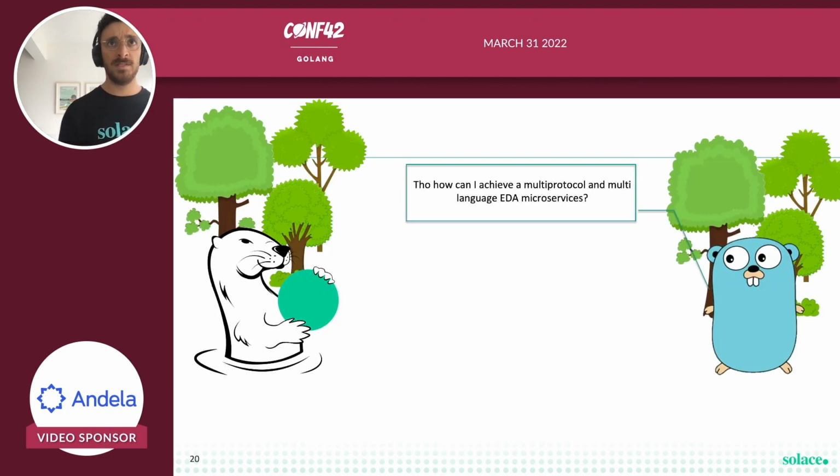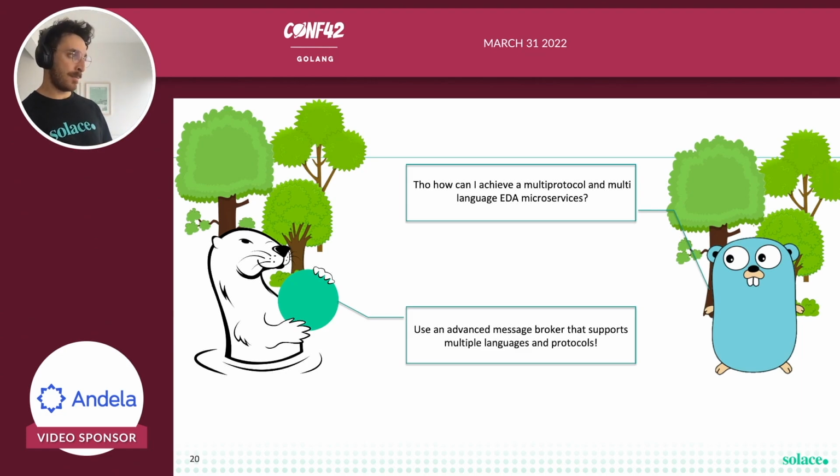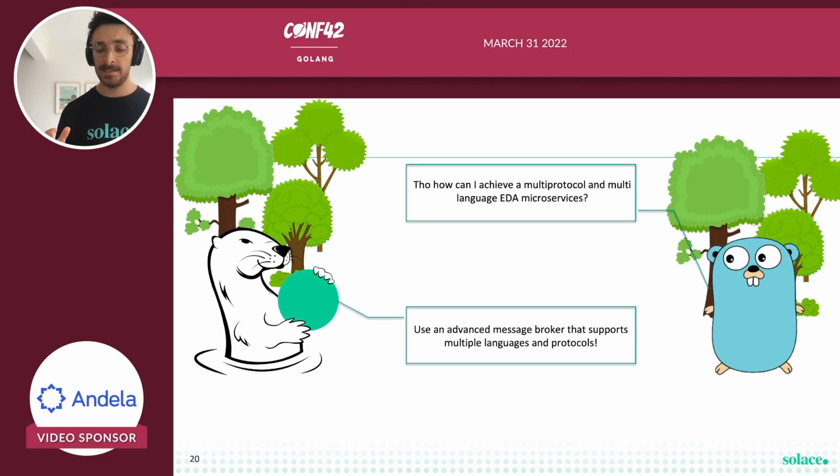So, sometimes you want to think about how can I achieve multi-protocol and multi-language EDA microservices. And this is where we would have to look into advanced message brokers that support multiple languages and protocols. When you use a library or a tool that has basic publish and subscribe interfaces or operations, you could achieve what you want. You could achieve an event-driven architecture.